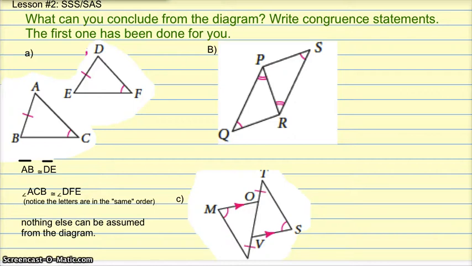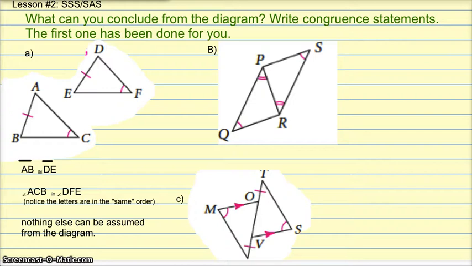So looking at problem A, two things are marked. Line segment AB is marked congruent to line segment DE. And then these two particular angles have been marked. Nothing else is marked, so we cannot assume that these triangles are congruent. Nothing can be done here.